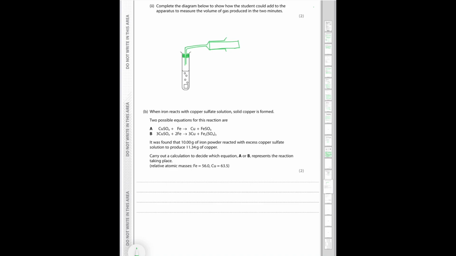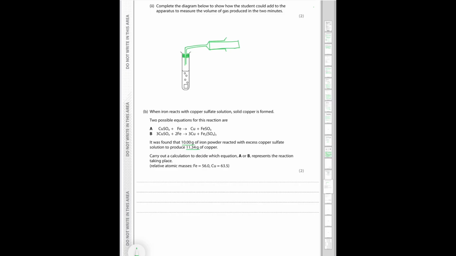Then for the next part of the question, we have when iron reacts with copper sulfate solution, solid copper is formed, and we've got 2 equations A and B. It was found that when 10 grams of iron powder reacted with excess copper sulfate, the solution produced 11.34 grams of copper. Carry out a calculation to decide which equation A or B represents the reaction taking place. So the differences between these is the amount of moles that we're starting with in terms of our copper sulfate solution and our iron. So if we look at our first details that are given to us, we have iron powder, we have 10 grams.